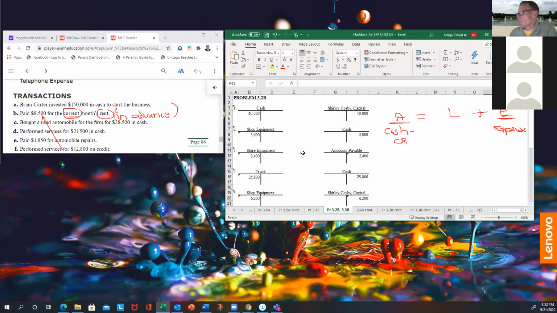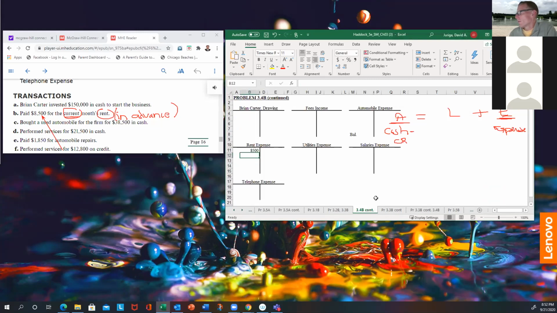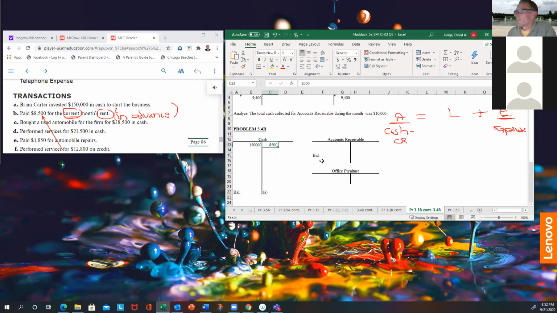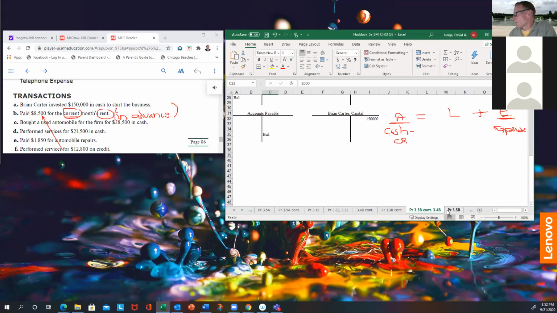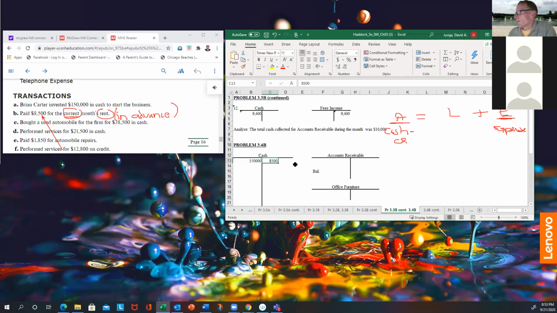$8,500. So a credit to cash. I lost the page. And then a debit to your rent expense, which for some reason it moved over there. All right, I can move it right back. There we go. So there's your debit to rent expense, and here's your credit to cash. So you've got one debit and one credit already. So that would be transaction part B.